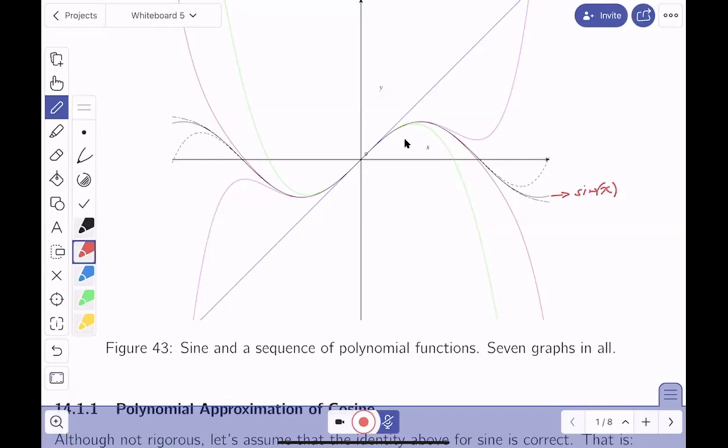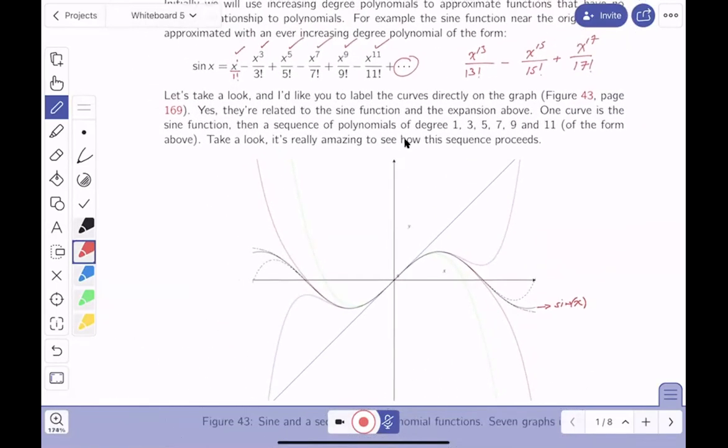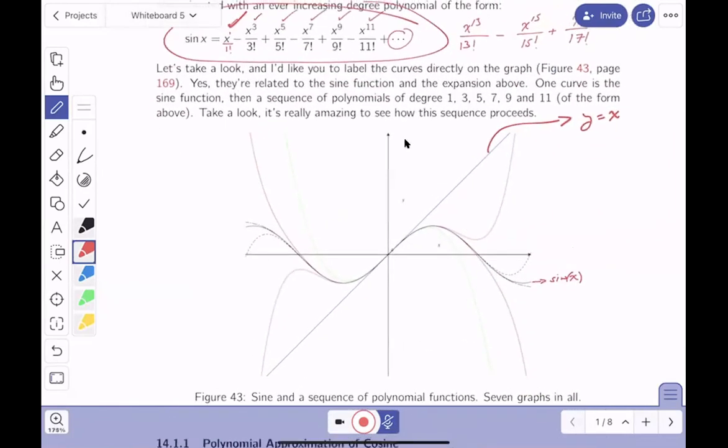All right. Then the question comes is, what are the other guys? The other guys are related to these polynomials up here. So if I were to write this one down over here, this is a line, by the way. What would it be? It would be y equals x. That's that guy right there.